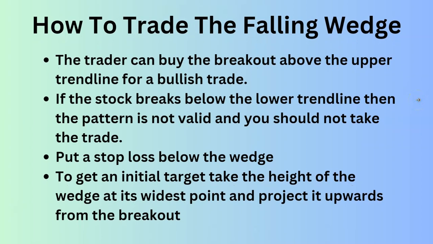How do you trade the falling wedge? The trader can buy the breakout above the upper trend line for a bullish trade. And if the stock breaks below the lower trend line, then the pattern is not valid and you should not take the trade. So where it breaks out is very important. Breaks upper trend line, you take the trade. Breaks the lower trend line, the pattern is invalid and you shouldn't trade it. That's the rule. And you put the stop loss below the entire wedge. To get the initial target, simple. Take the height of the wedge at its widest point and project it upwards from the breakout.